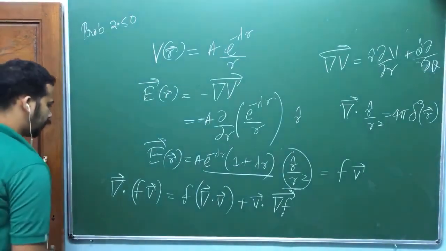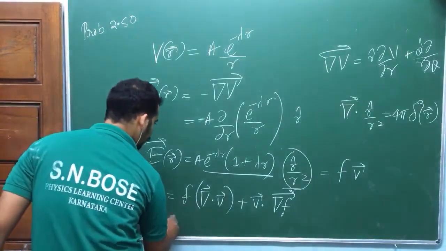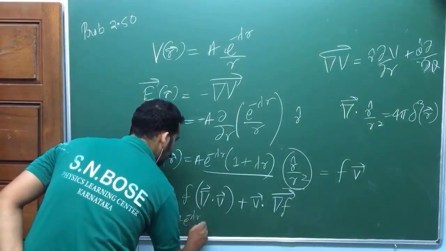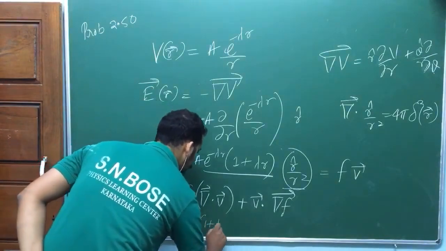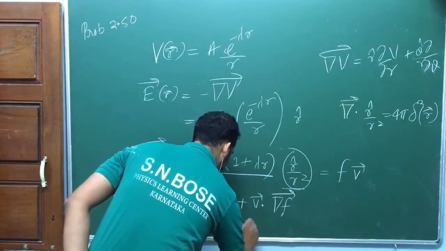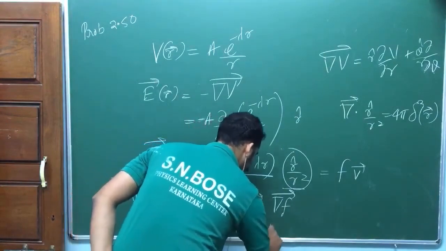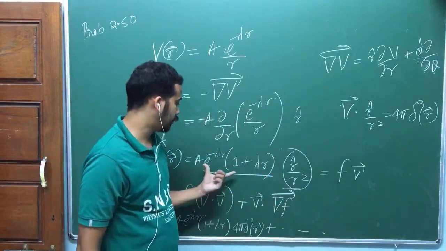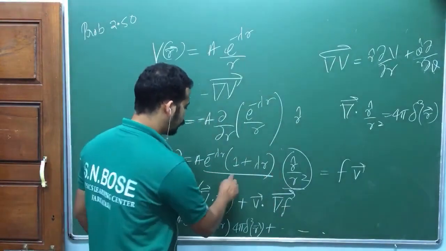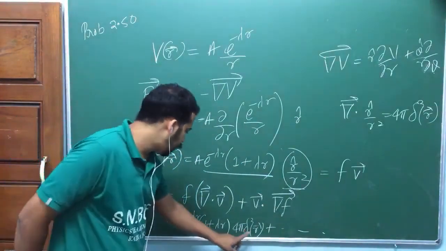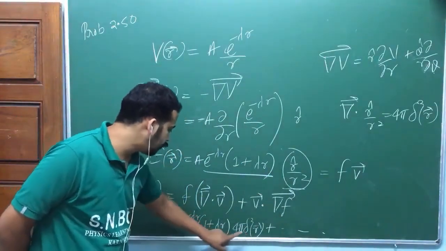Now look at here. What you will get here is f into, what is f? A e power minus lambda r into 1 plus lambda r into divergence of this one, that's equal to 4 pi delta cube of r. So plus this one you can do. Again, you have to take gradient of this one. This is a scalar part. This is f, this is v. That's what I have taken. Now delta cube of r into this one, it will choose the function.